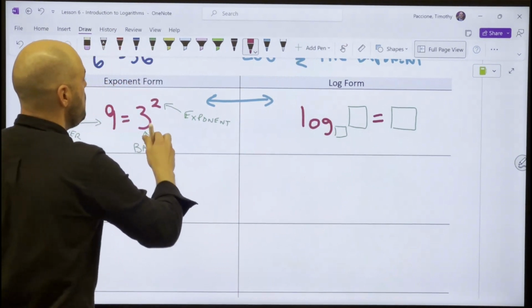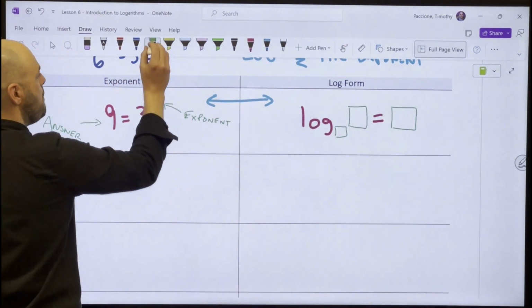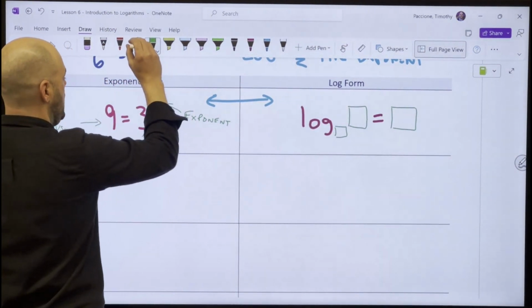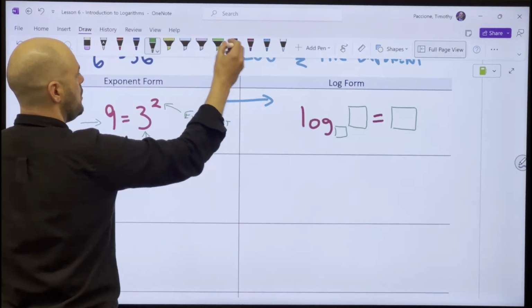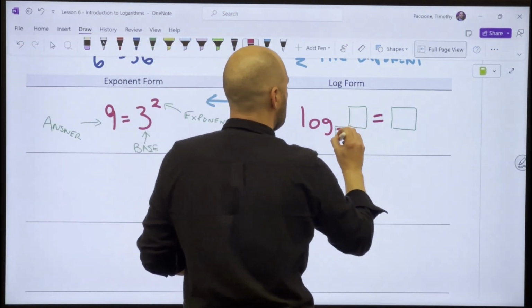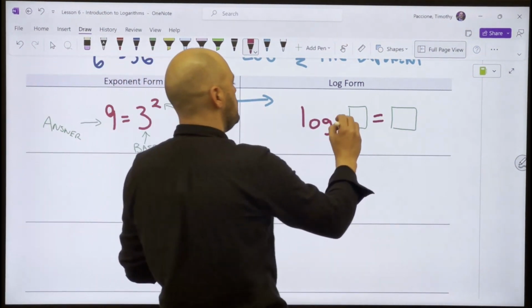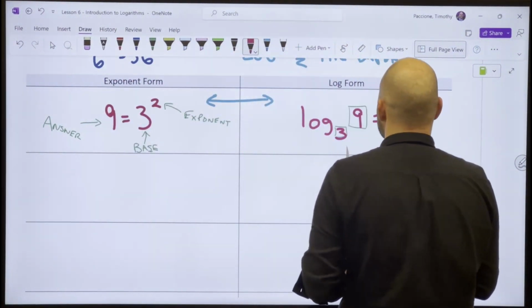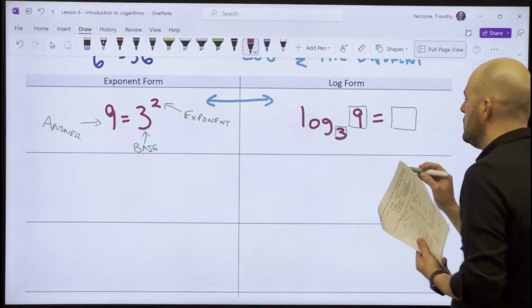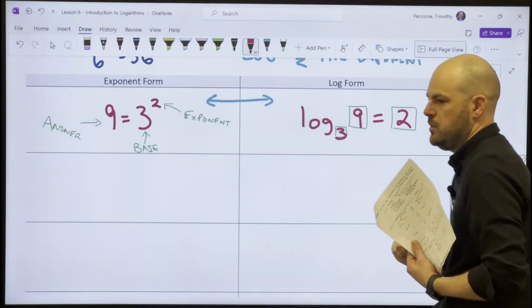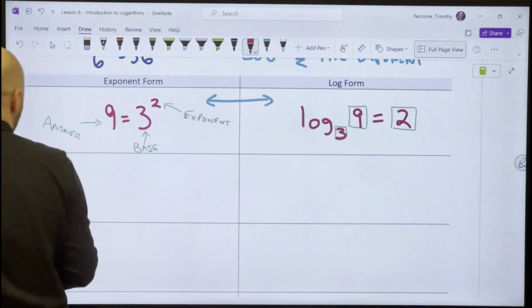What goes at the bottom? The base, which is 3. What goes next? 9. And what goes on the other side of the equation? 2, because the log is the exponent. It equals the exponent, okay?